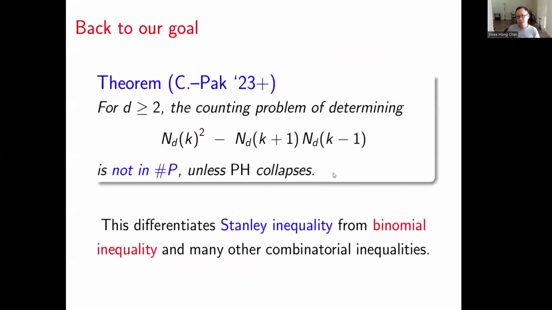Okay. So now, in conclusion, we have seen that on one hand, the Stanley inequality is not in sharp P. On the other hand, we have binomial inequalities and also many other combinatorial inequalities for which the difference, because of how they are proved, because they have a combinatorial interpretation, is in sharp P. This gives us a way to differentiate the Stanley inequality from the binomial inequality and many other combinatorial inequalities. Just like what we promised at the beginning of the talk, right?